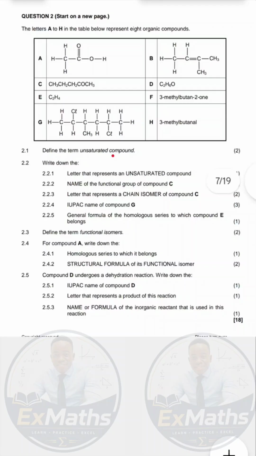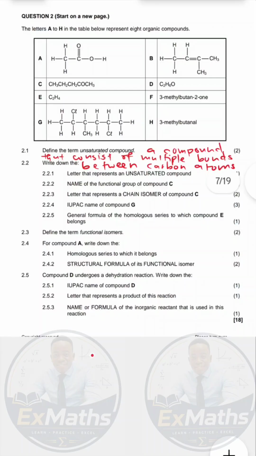2.1, define the term unsaturated compound. What is an unsaturated compound? This is a compound that consists of multiple bonds between carbon atoms. So I'm just going to write it down here. A compound that consists of multiple bonds between carbon atoms. That's how you define unsaturated compounds.